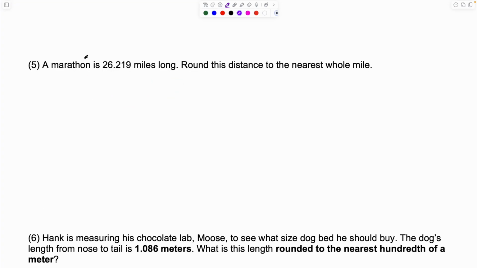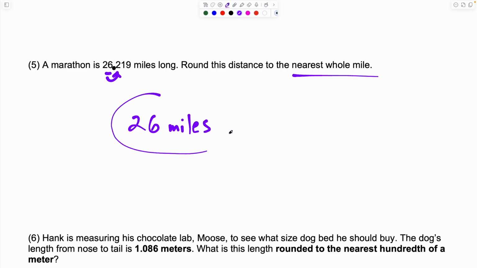Question 5, a marathon is 26.219 miles long, and we want to round this distance to the nearest whole mile. So if we're rounding to the nearest whole mile, that means we're looking at the ones place immediately to the left of the decimal. Here we have a 6, to the right is a 2, so we're going to round this down to 26. So we could say 26 miles is our solution to question 5.